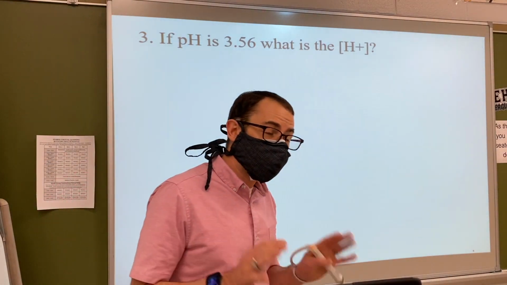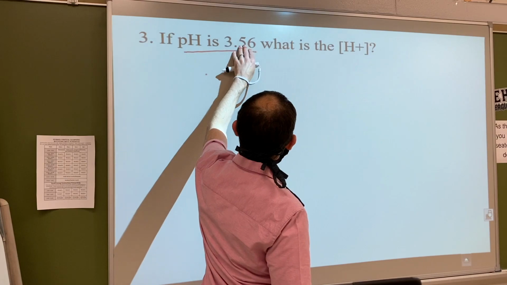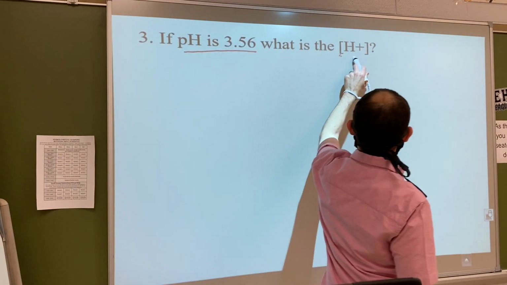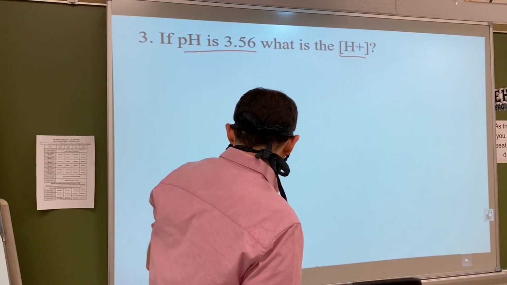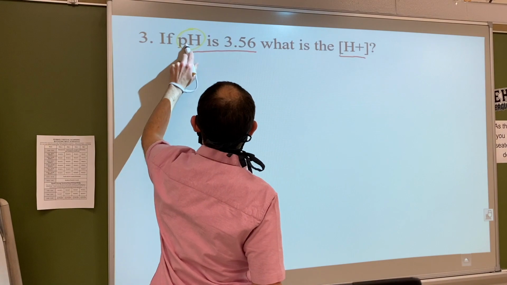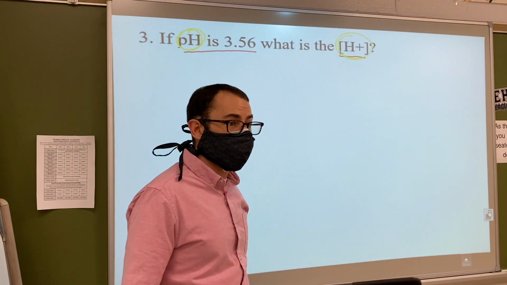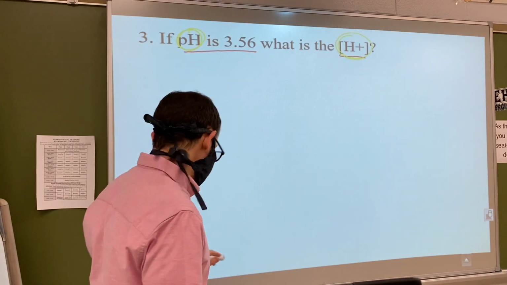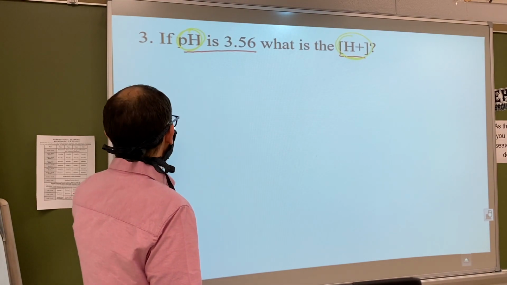Okay, so with this problem, it says if pH is 3.56, what is the H plus? First thing we have to do is identify what equation we're going to use. And for this whole chapter, it's a good idea to think, is there an equation with both pH and H plus? And then you're like, oh yeah, there is, right? There's the pH equation, the one we just used. So we can use that one.